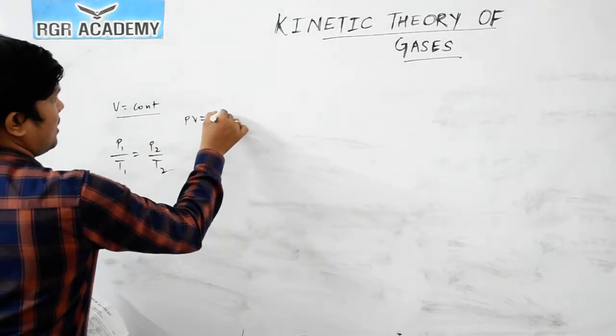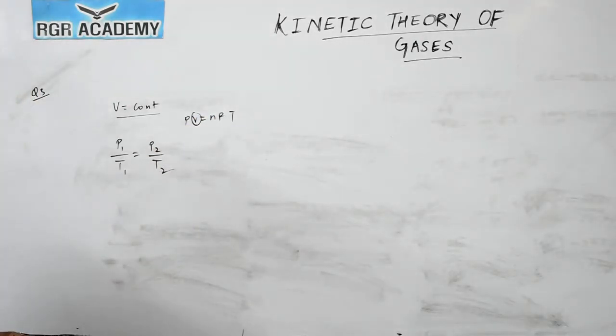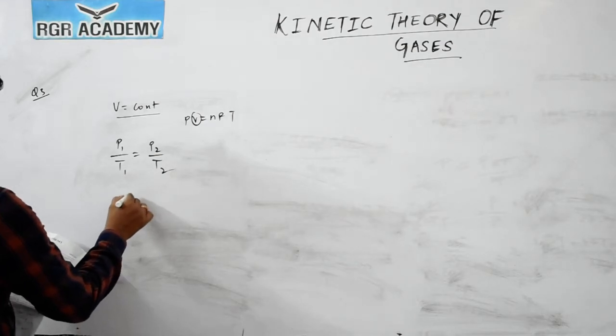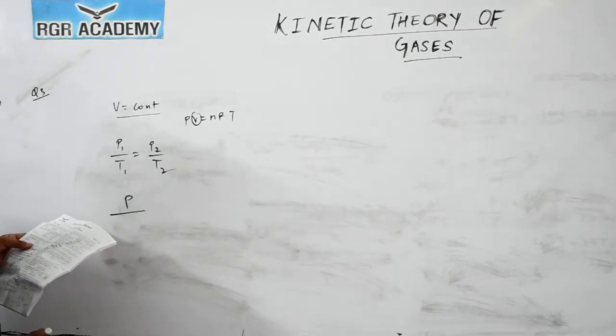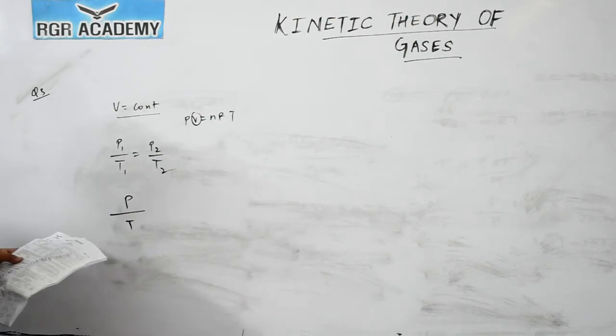PV is equal to nRT. If volume is constant, we can write P1 by T1 is equal to P2 by T2. Initially, they have given that the pressure of the gas contained in the closed vessel is increased by 0.4%. So P1 I will consider as P, and T1 is the initial temperature, which I will consider as T.